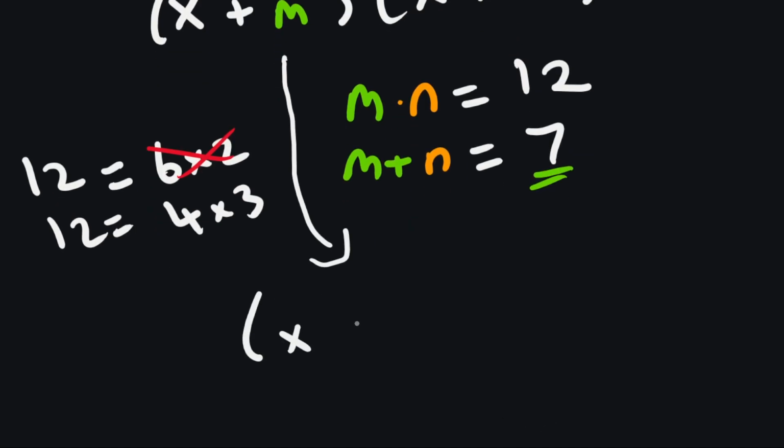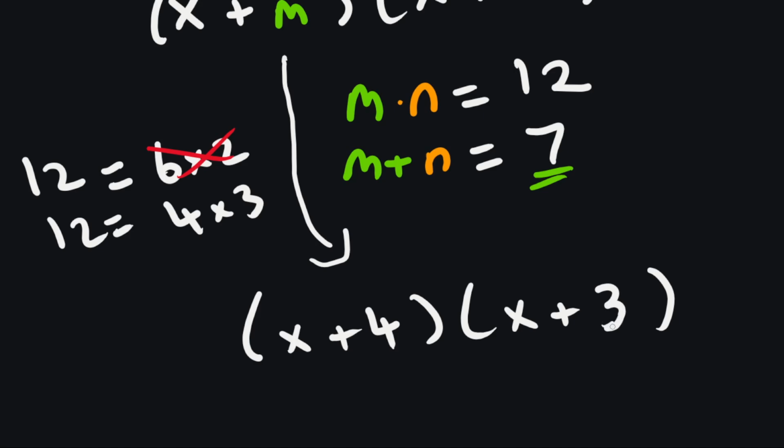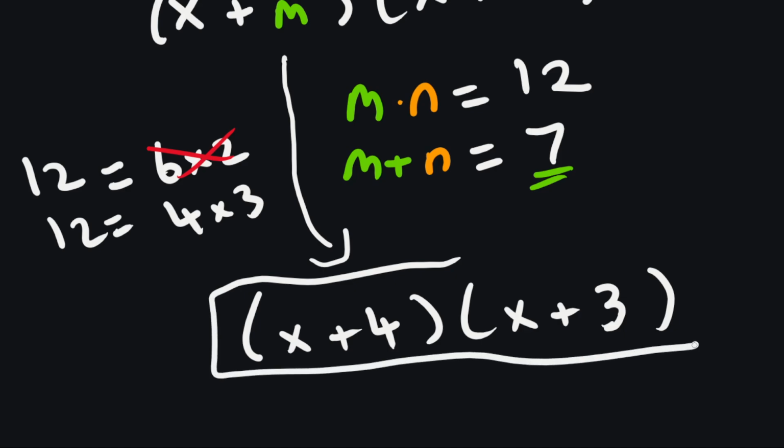So x plus, x plus, and for m and n, we can use 4 and 3. So x plus 4 times x plus 3. And that is how we factor the original trinomial that we started with: x plus 4 times x plus 3.